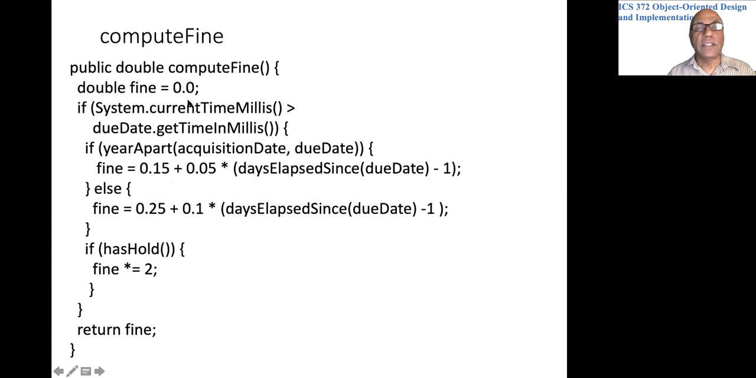And then write it like this, compute fine, and we don't need the book object to be passed because this is the book object. I mean, that keyword this is the book object in question. So we don't have to worry about getting the acquisition date. They are all fields. That is a field. Due date is a field. So we move the days elapsed and all that stuff, everything, to the Book class. We don't have to write book.hasHold. We just write hasHold.